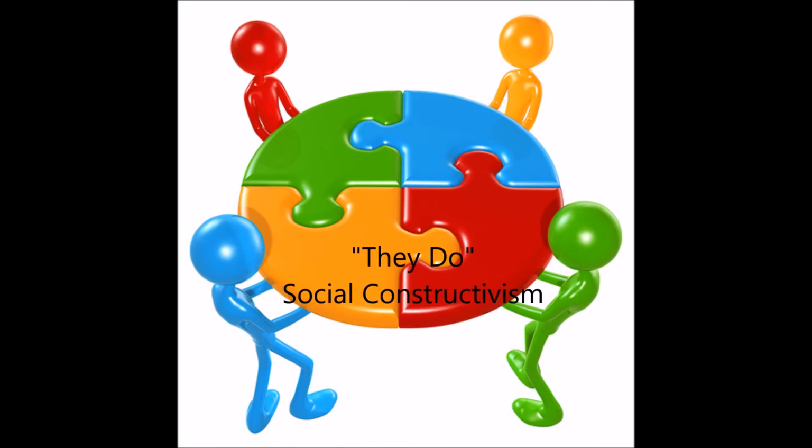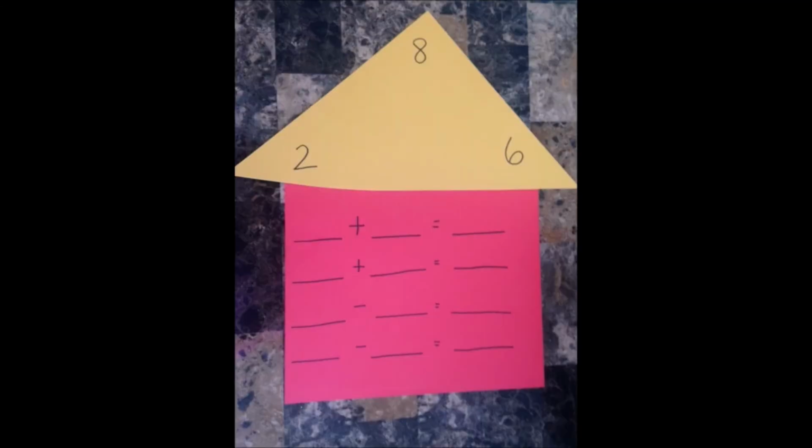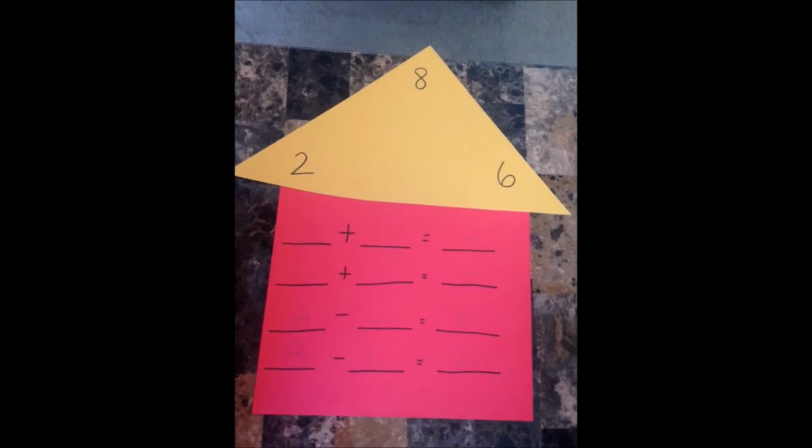After the students complete the we do, they are now ready to do the they do. I will now put the students into groups and they will have to create their own fact family house. They will have to collaborate and work together and talk through where the numbers should be placed on their house.